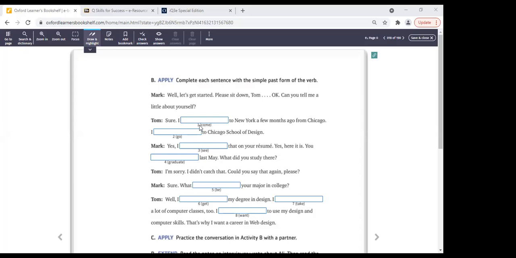Okay, we're using the words. Can you see? Yeah, we're using the words underneath the blank. Yes. Sure, came. I came. Does everyone agree? Came. Yeah. Yes. Yeah, to New York a few months ago from Chicago. Faisal, yeah. I went. I went to Chicago School of Design.